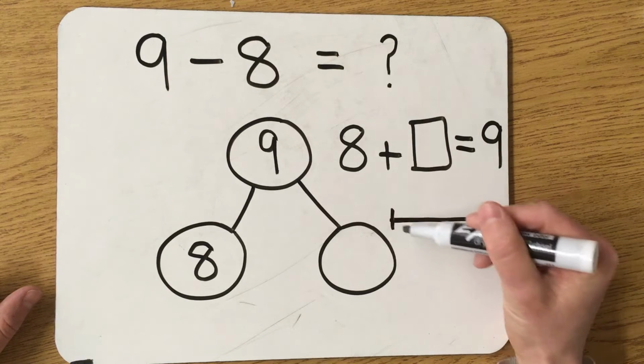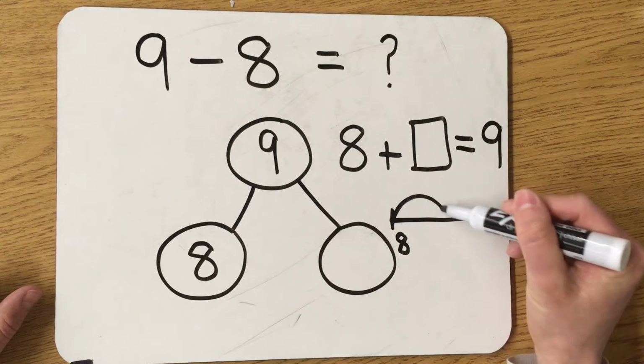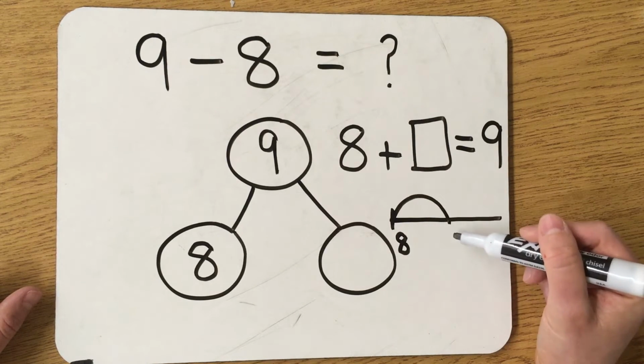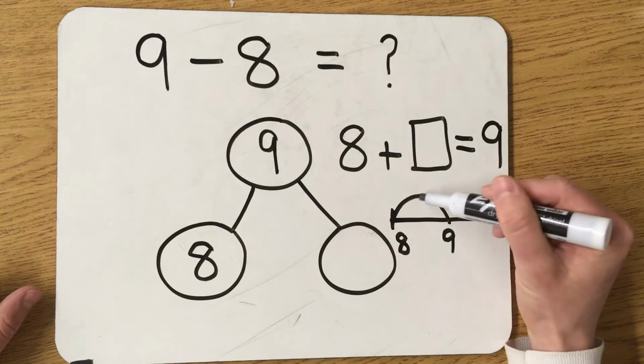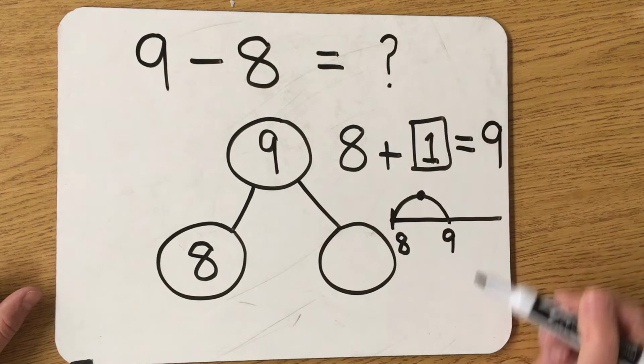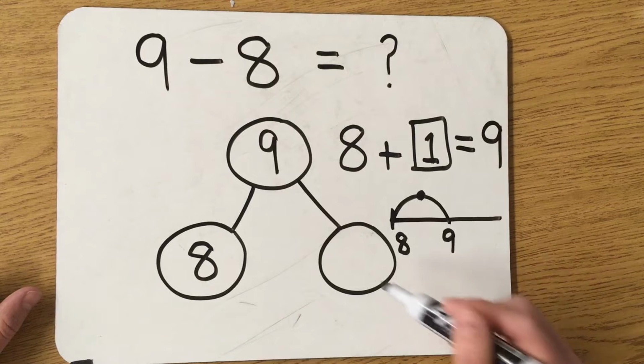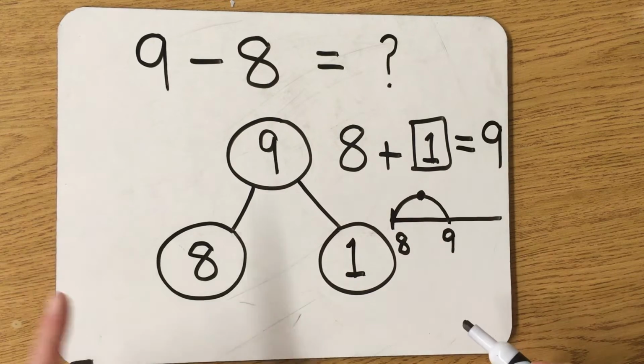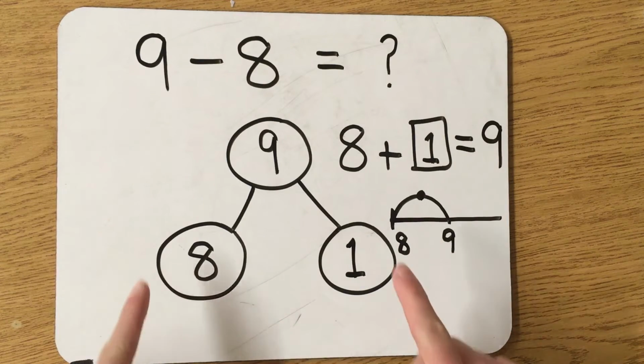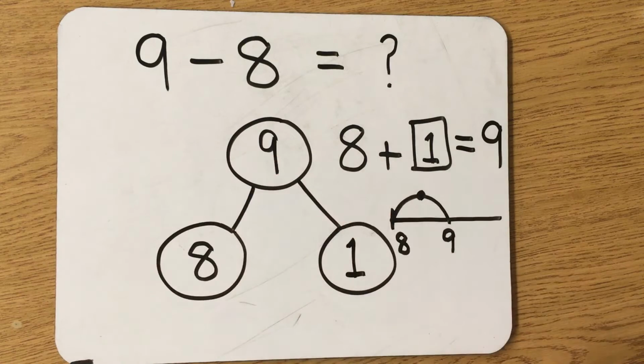If you imagine a number line, you might readily be able to tell that you only need to jump one more time to get to the number 9. You only need to get bigger by 1. So if 8 and 1 go together to make 9, the opposite must be true for subtraction.